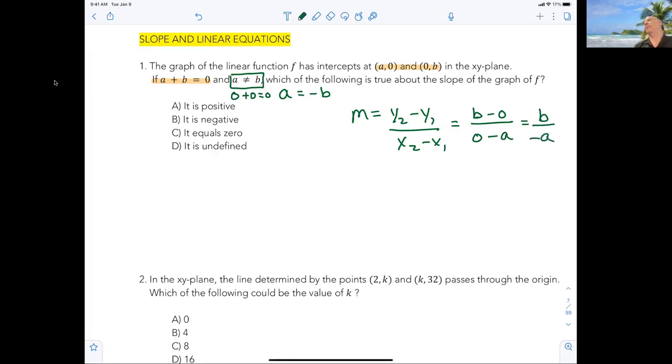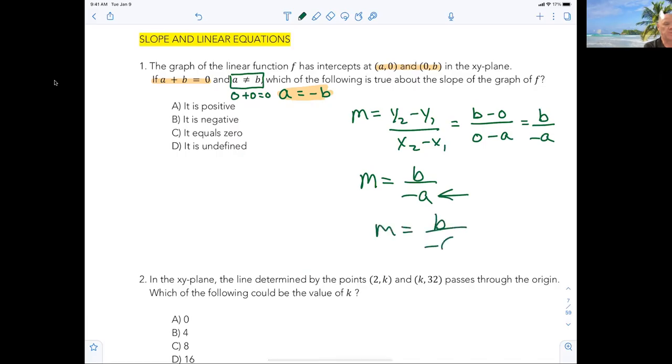Now, remember, you're allowed to stop me at any time, say you're going too fast, or you're not sure what I'm doing. Please just let me know. Everybody okay with this? All right. So now, what does that tell me? I know that the slope is b over negative a. Well, that's why this was important. I always try to tell kids, they never really give you extra information. So a is equal to negative b. Does everybody see that? So where I see a, I can replace a with what? Now I have the slope is b over negative negative b, which is b over b, which is 1. So it's telling me the slope is always what?